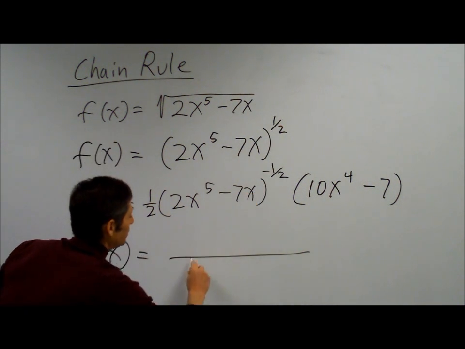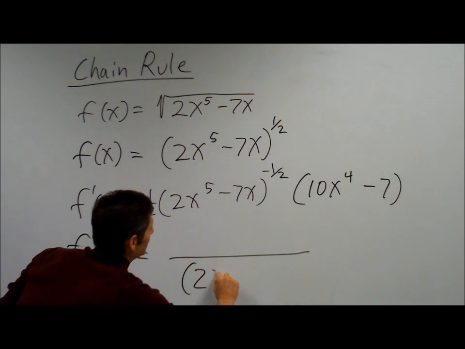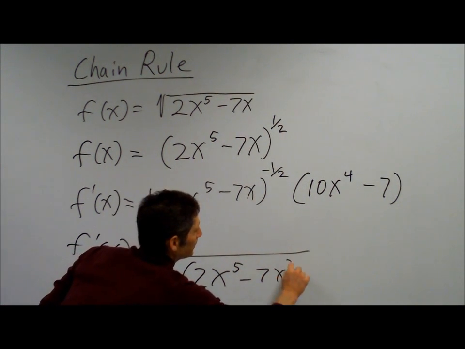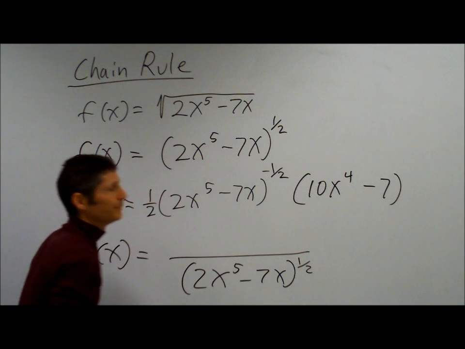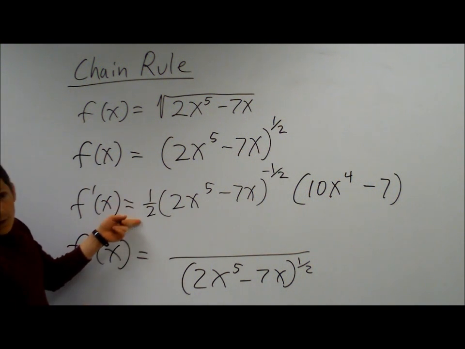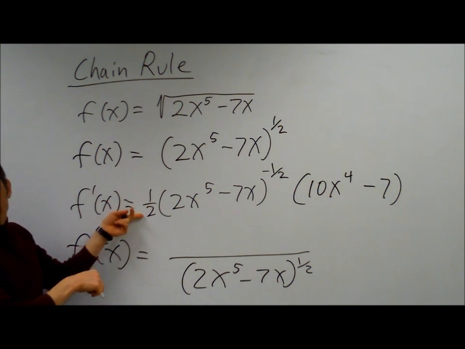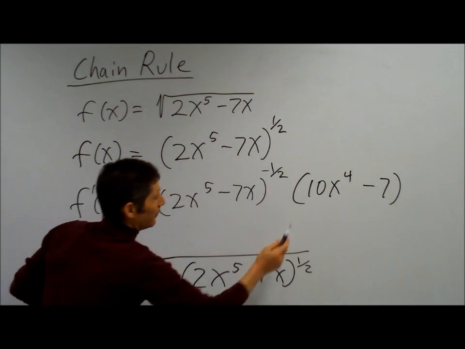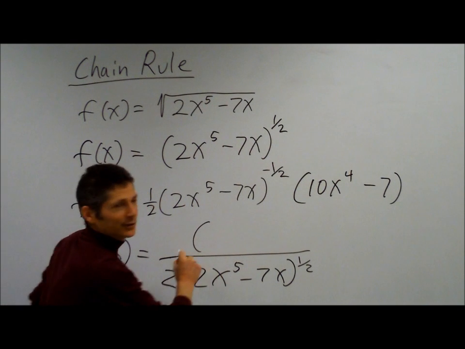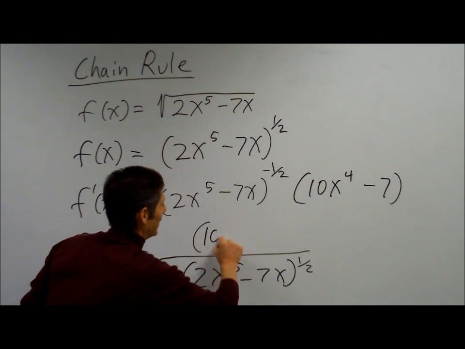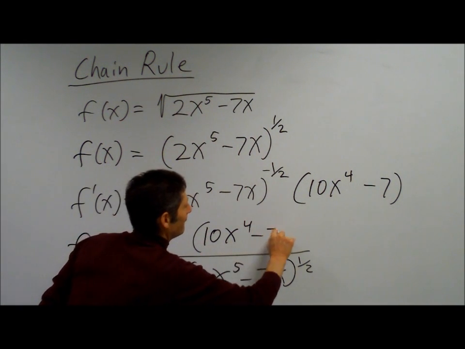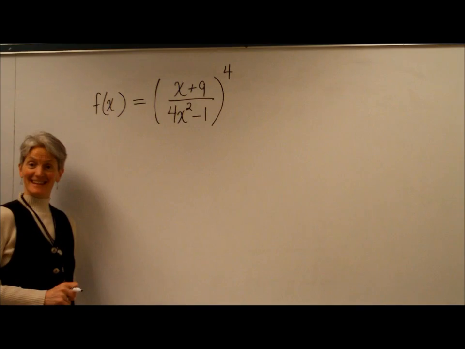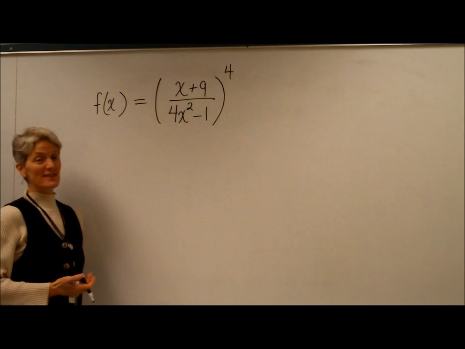So negative exponent, I'll write this downstairs as 2x to the fifth minus 7x to the positive 1/2. This 1/2, this 2 is really downstairs as well. I'll write that 2 downstairs. And the only thing I have upstairs, you say upstairs as well? I do. I'll put this, strangely enough, upstairs. And that's it. I'm done. That is the derivative.